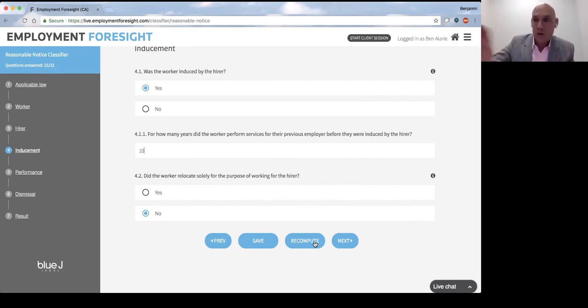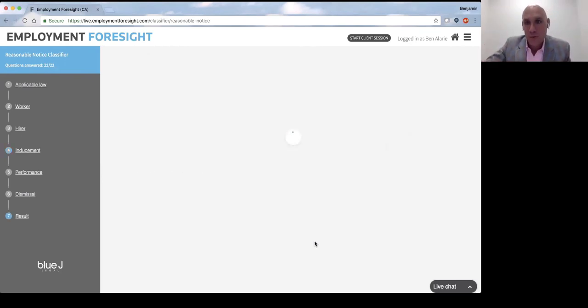Others say, oh, it's irrelevant after 10 years. It should have no difference whatsoever on the notice period that she should be entitled to. So let's see which one is actually consistent with what judges do in court. So we'll click recompute.